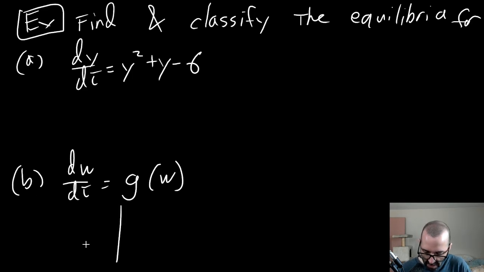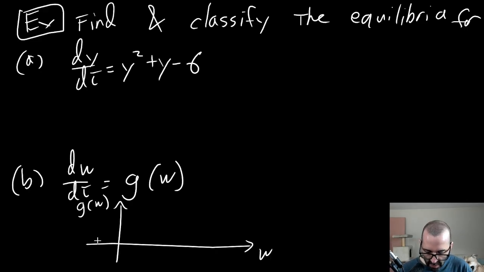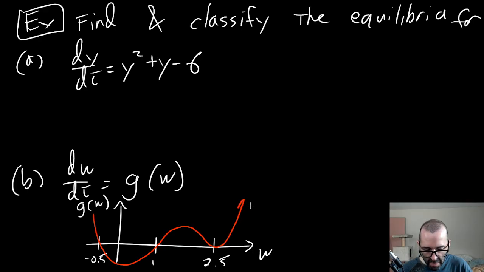Some function g of w, where here's w, and here's g of w. And we have some values at negative 0.5, at 1, at 2.5. And what g does is it goes down, and then it crosses, and then it bounces. All right, so I want you to pause the video. You knew I was going to say it. I want you to pause the video right now, find and classify all the equilibria for these two examples, and then we'll go through it together.